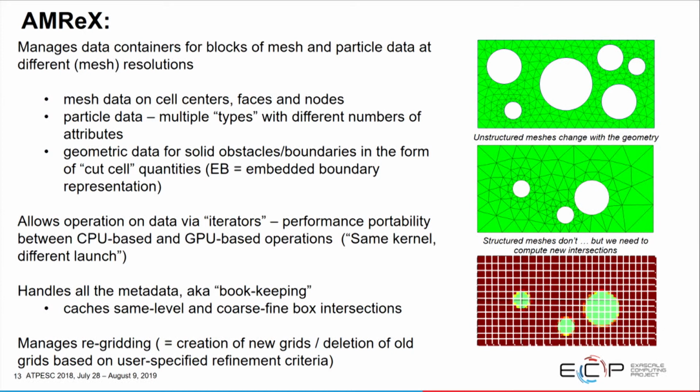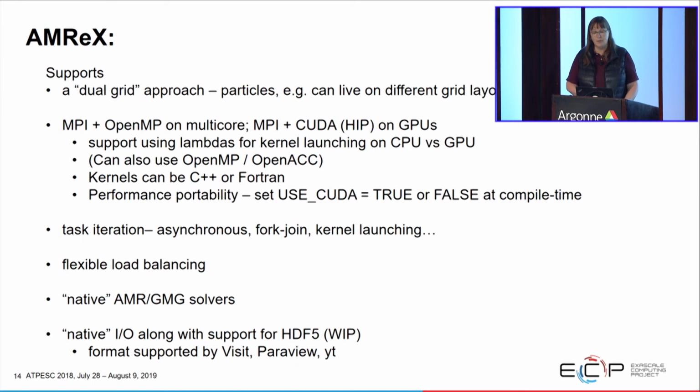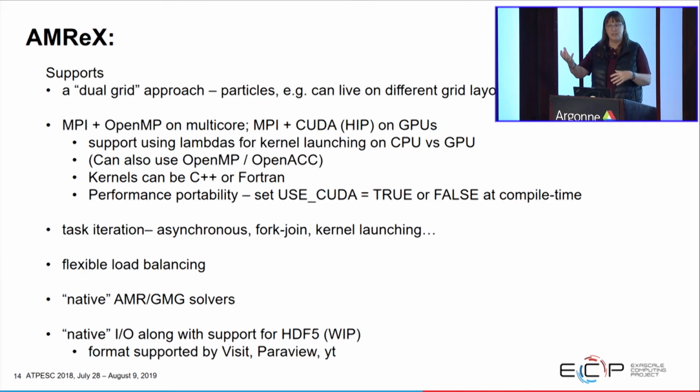In AMReX, you operate on data through iterators, which means that at the application level, you don't see whether you're operating on the CPU or the GPU or whether you're threading. That's hidden in the iterators. The bookkeeping is handled there. Regridding is handled. It also has a dual grid approach. We use this for particle load balancing. Particles can live on a different distribution. OpenMP, CUDA, GPUs, things like that.